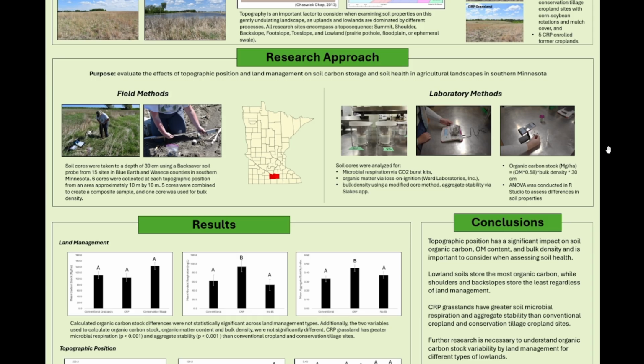We calculate organic carbon stock by multiplying organic matter by 0.58, multiplying that value by bulk density, and multiplying that by our depth of 30 centimeters. We conducted an ANOVA in our studio to assess differences in soil properties.